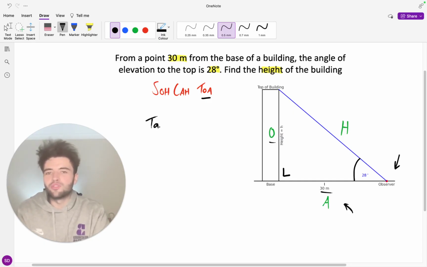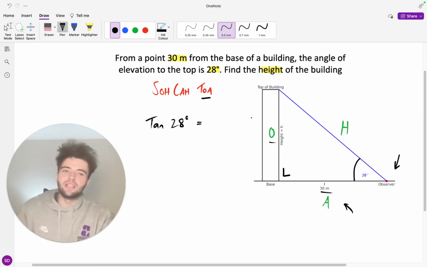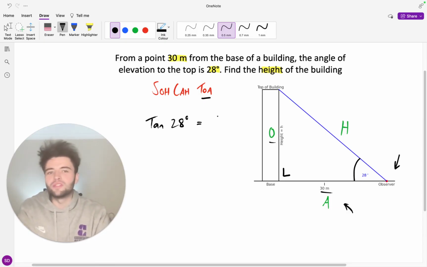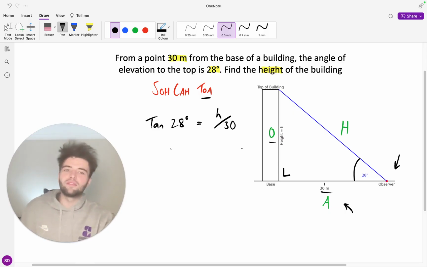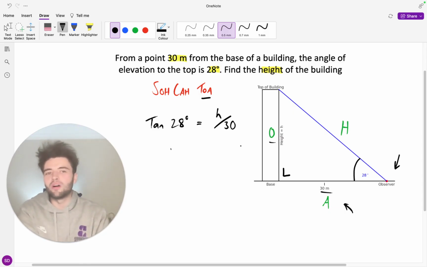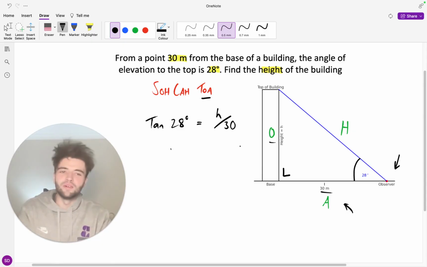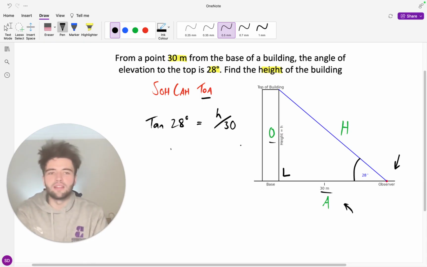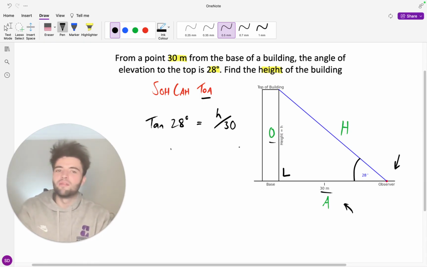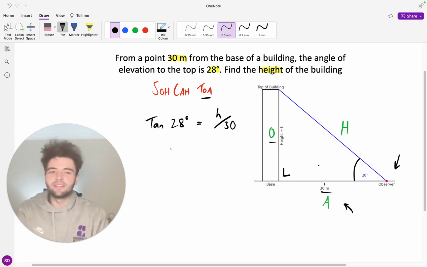So the tan of 28, which is the angle of elevation, is equal to the opposite over the adjacent, which is going to be h over 30. So h over 30 is going to be the ratio here. And the nice thing about this is it's pretty much true for any problem involving the angle of elevation. Wherever you're given a distance between a person and the top of a building or a skyscraper, it could be the top of a cliff, the distance away from the person is always going to be the adjacent, and the height is always going to be the opposite. So this is going to be true for a lot of different questions.